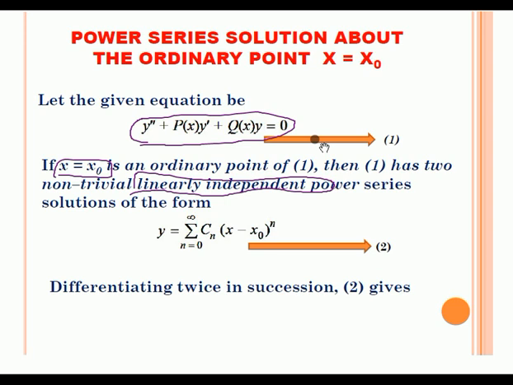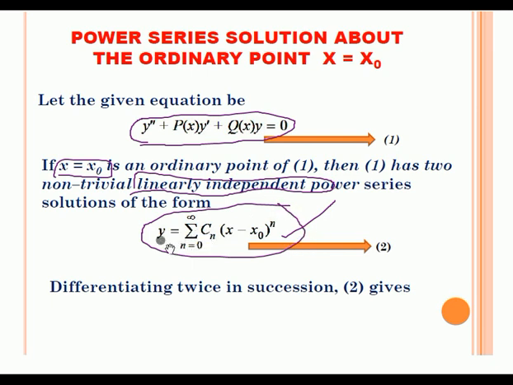So I am assuming the solution will be in the form of a power series. As I said already, a power series means c0 plus c1 x, c2 x square, c3 x cube, and so on. If it is about x naught, it is c0 plus c1 into (x minus x naught) plus c2 into (x minus x naught) whole square plus c3, and so on. So y is equal to the summation from n equal to 0 to infinity of cn (x minus x naught) whole power n. This is the solution of the given differential equation.